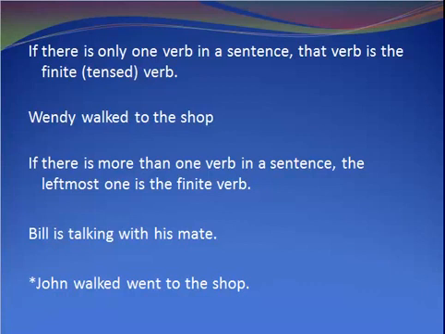So what you've got then, *John walked, went to the shop. You've got 2 verbs, walked and went, and that's not possible in this construction because walked is the past tense form of walk and went is the past tense form of go, and you can't have 2 tensed verbs next to each other in a sentence like this. So that makes the sentence ungrammatical, and that's indicated by that star. That means that it's ungrammatical.